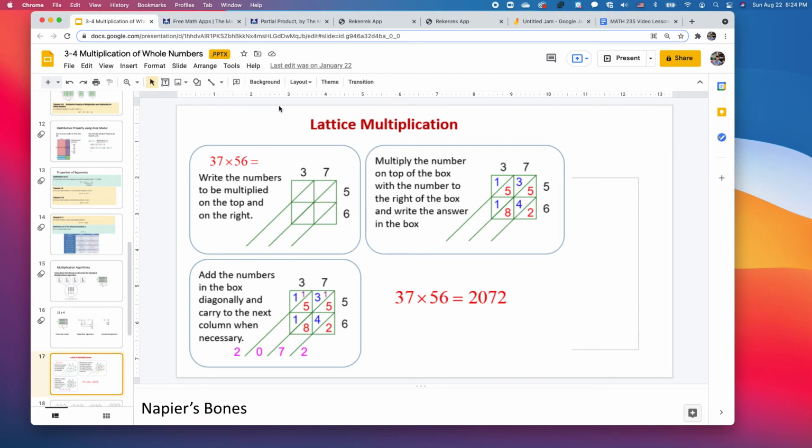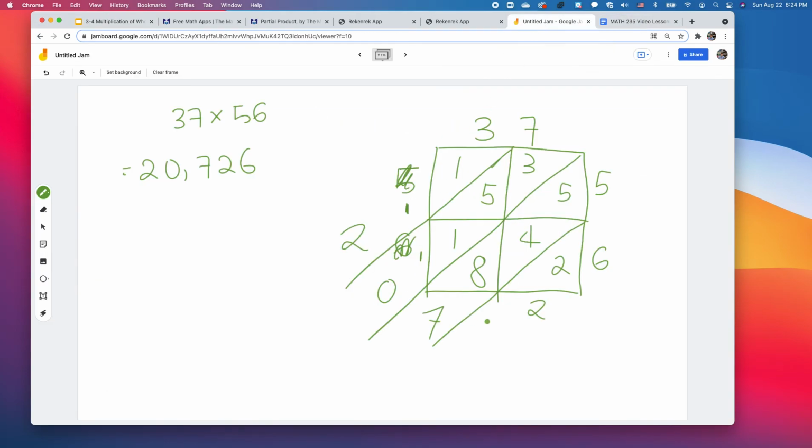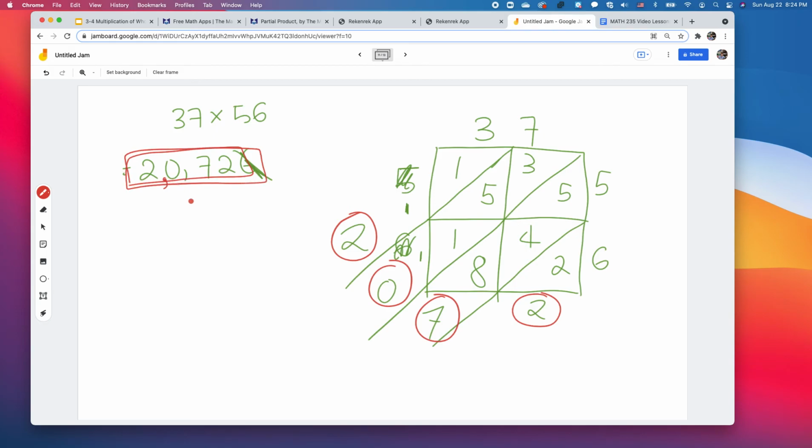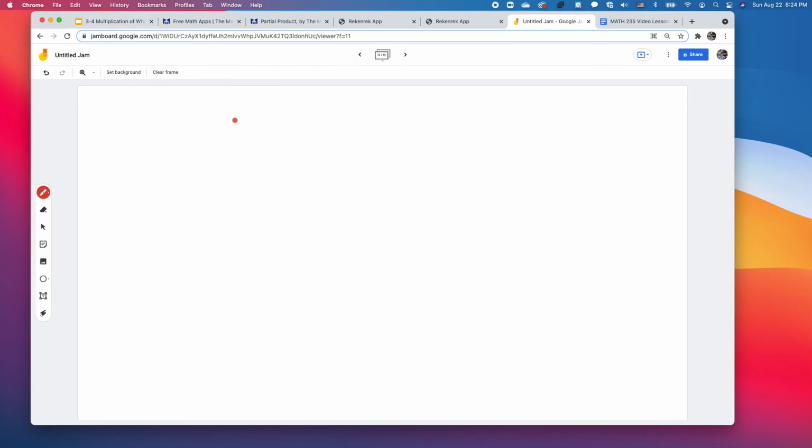Did something go wrong? Why did I put 6 there? This was 56 here. I'm sorry. Okay, so the answer is here. Only the numbers that we added here at the end. 2072, right? I think I'm getting tired here. 2072. Okay, so 2072.